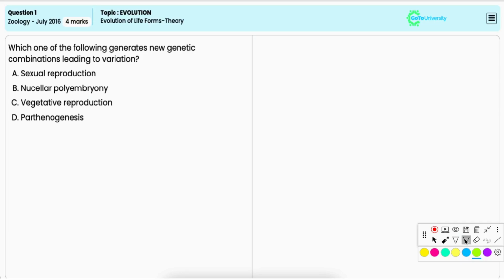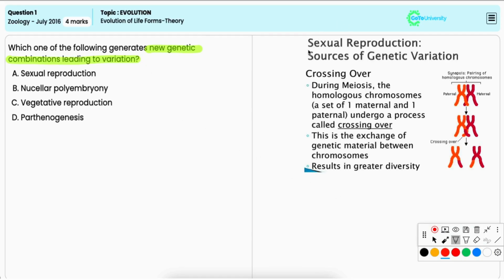In this question, you have to identify which of the following generates new genetic combinations leading to variation. Option A, sexual reproduction. During sexual reproduction, the fusion of male and female gametes leads to the formation of a zygote.